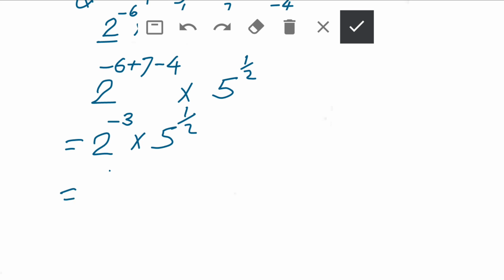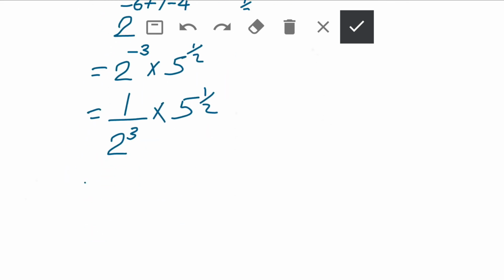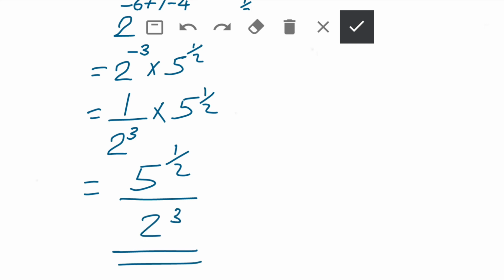If the power is minus, you can just introduce 1 over, then you negate the power. If it is a minus, it becomes a plus. In this case, it's a minus, so it shall be plus. And then multiplied by 5 to the power half. And we can put everything under 1. So this is simply 5 to the power half over 2 cubed. All right.